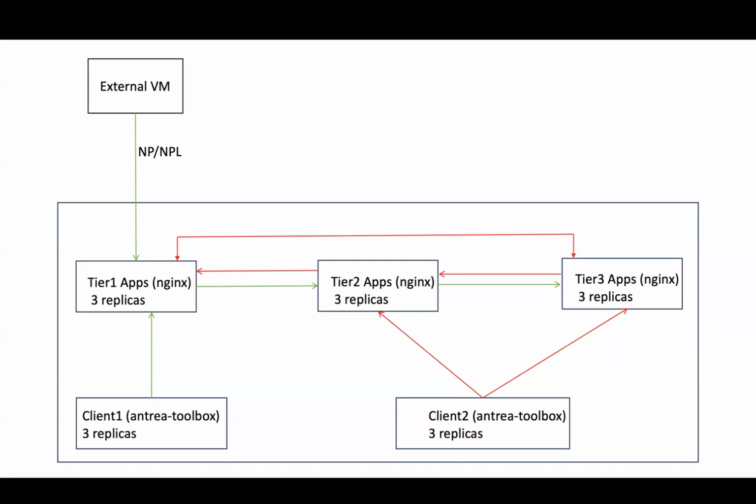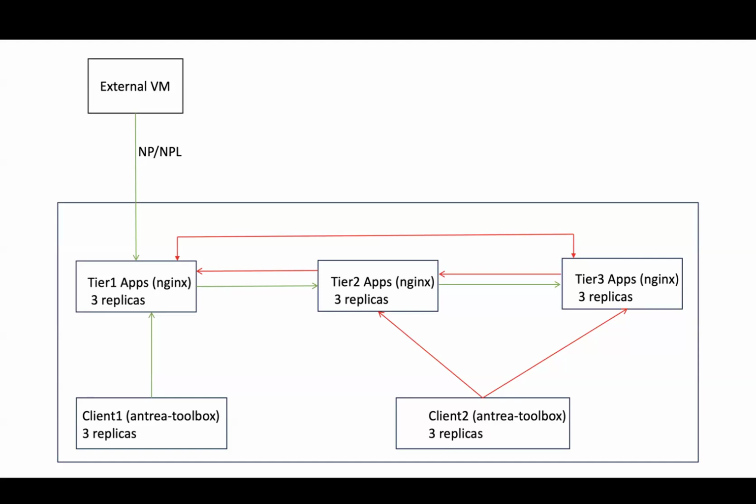To generate some internal traffic, we used some client pods using the Antrea toolbox image. As you can see, client 1, having 3 replicas, continuously hits the cluster IP service of tier 1 apps. And client 2 pods, we had 3 replicas using the Antrea toolbox image. They hit the cluster IP services of the tier 2 and tier 3 apps, and both will be dropped because of the cluster network policy.